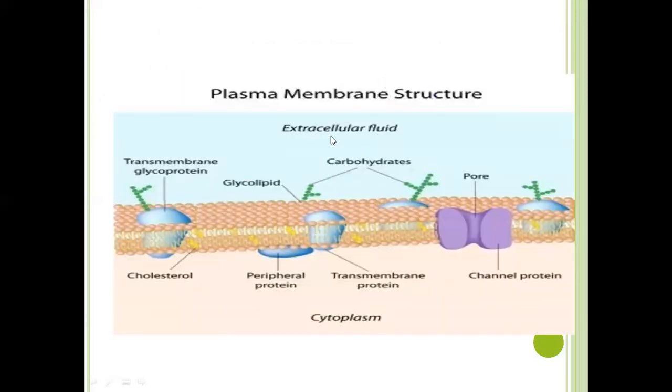Plasma membrane structure. Here is the cytoplasm, and here is the extracellular fluid. This is the cholesterol, peripheral proteins, transmembrane protein, channel protein. These are the pores. These are the carbohydrates. These are the glycolipids, transmembrane glycoprotein.